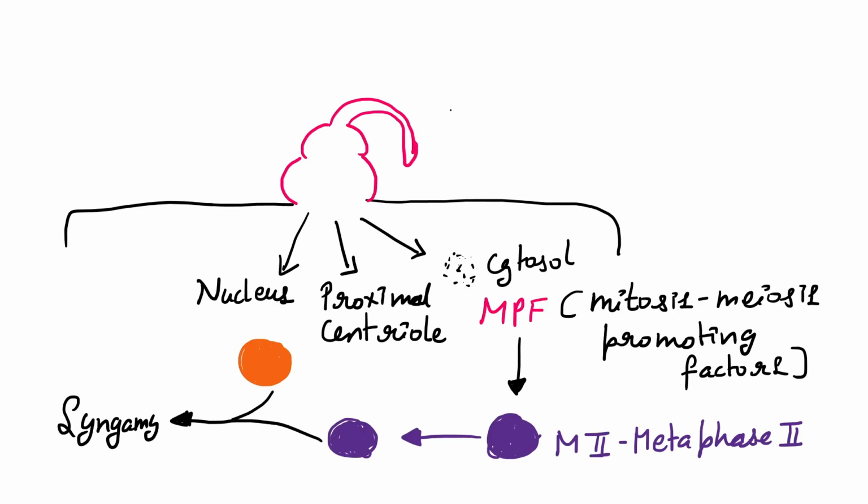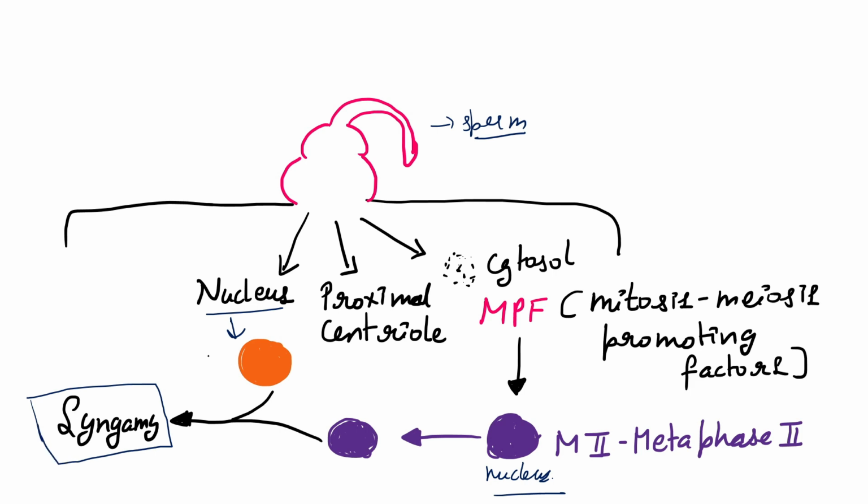Now going further, this is the sperm which has entered or penetrated the egg. Now what will happen? The nucleus of the sperm and the nucleus of the ova will interact and fuse with each other. When both the genetic materials of male and female fuse together, it is known as syngamy.